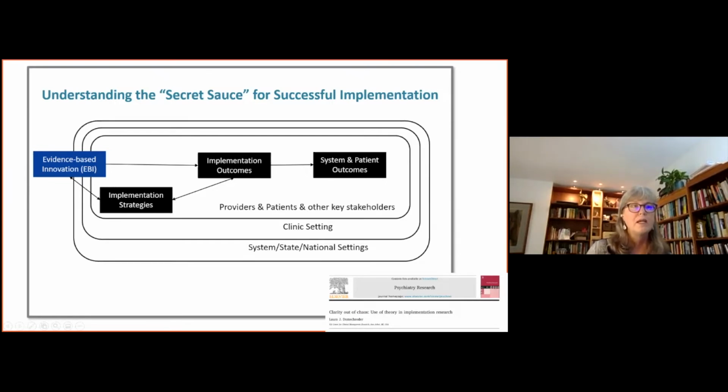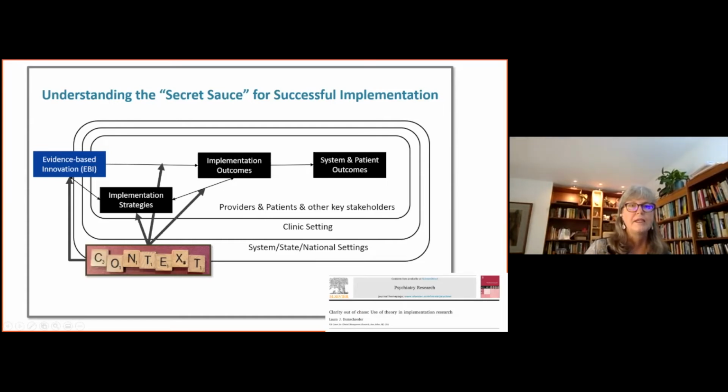But we also recognize that this dynamic, this rather simplistic linear path is happening within an embedded context. And I'm going to go through each of these layers. But we know that patients and providers are embedded within clinical settings that all have different dynamics, different cultures, different processes. And then those clinical settings are embedded within system level or state level or national level settings.